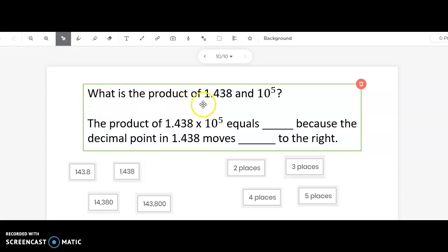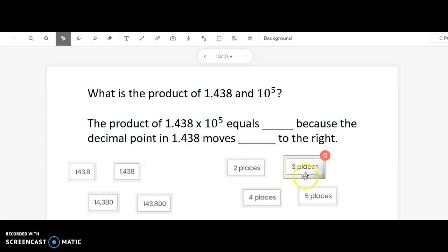It says, what is the product of 1 and 438 thousandths and 10 to the 5th power? So the product of 1 and 438 thousandths times 10 to the 5th power equals blank. We need to figure that out, one of these, because the decimal point in 1 and 438 thousandths moves blanks to the right. So we have to decide how many spaces it's going to move to the right.